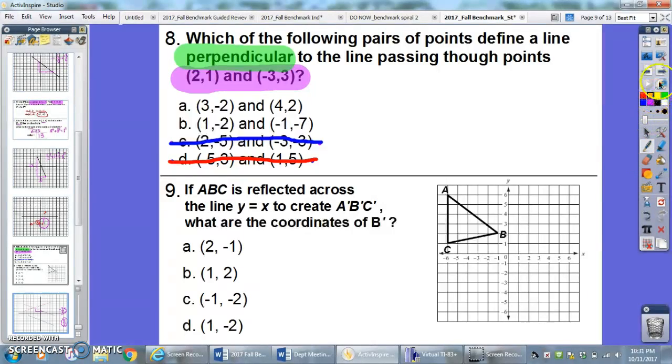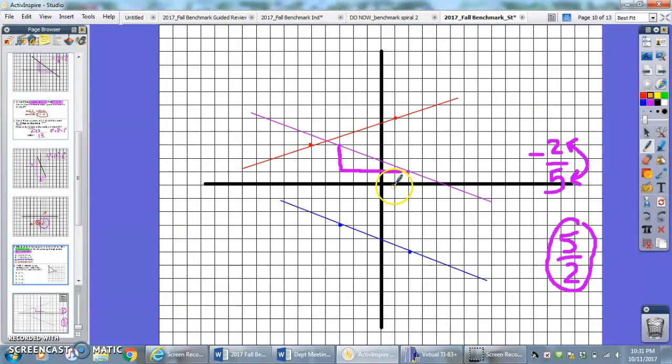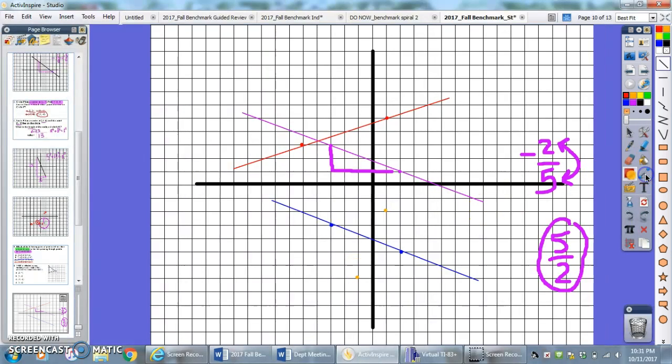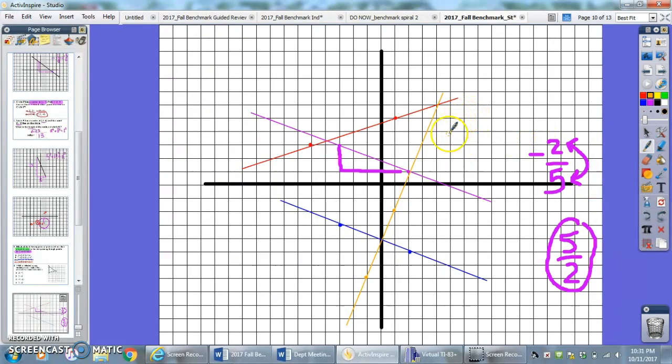Hopefully we get lucky. 1, -2, and -1, -7. Now, this one does look like it might end up being perpendicular, because look how the orange line, answer choice B, crosses with the original line, the purple line. It looks like if you took a piece of paper and stuck it right down here, the corners would line up, and that's what your 90 degrees looks like.